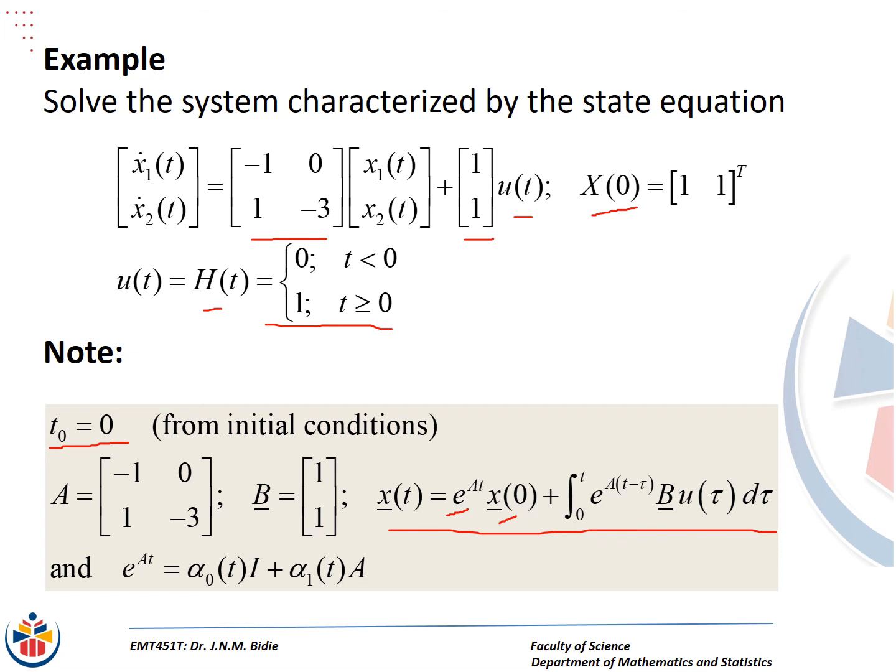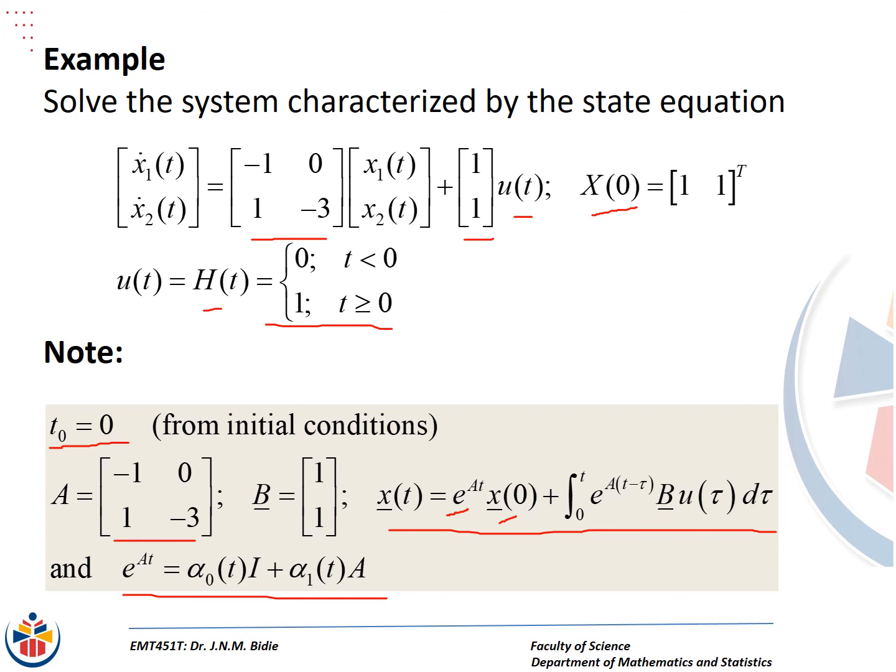Now, what will be the formula for e to the power AT? Because we have a 2 by 2 matrix, we'll only have 2 terms in the formula for e. We go back to the formula for e that was given to us. The first term must be alpha naught times I. The second term, alpha 1 times A. If A was a 3 by 3 matrix, we would have alpha 2 times A squared as the third term. So a 2 by 2 matrix will only have 2 terms, alpha naught and alpha 1. And remember, alpha naught multiplies I and alpha 1 multiplies A.